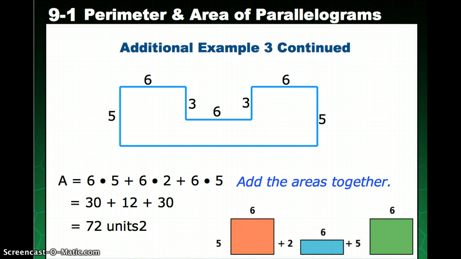I will calculate the areas of the shapes individually. The first one will give me an area of 30. The second one will give me an area of 12. And the third one will give me an area of also 30. Lastly, I add the areas together and get 72 units squared.